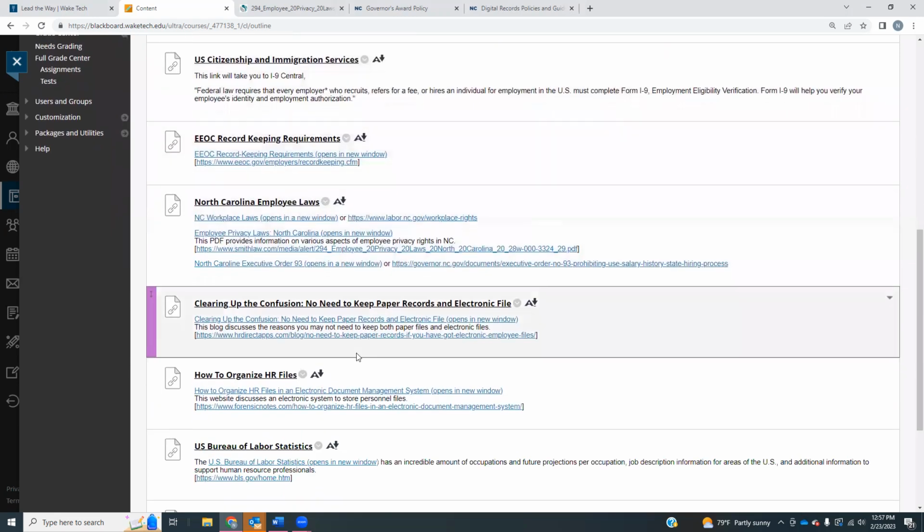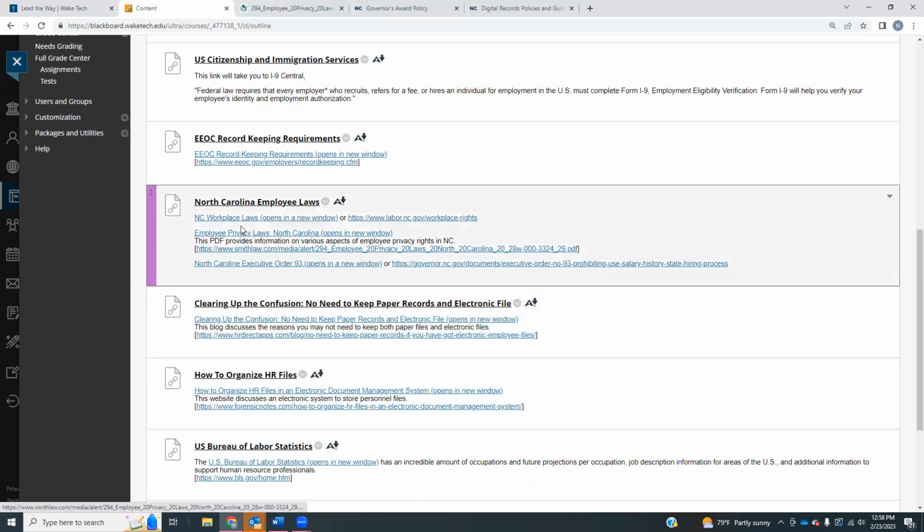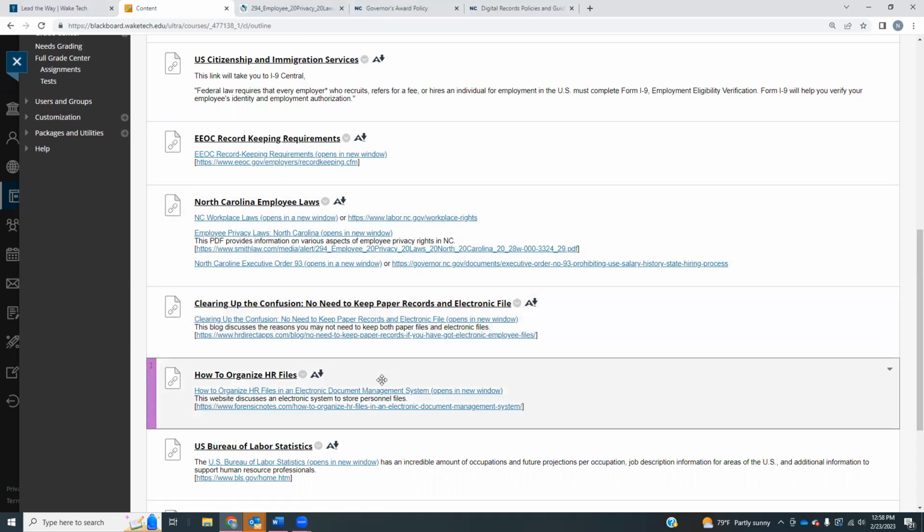And then the second question, how to organize your HR files, and then clearing up the confusion, paper to electronic files. So as long as you were able to talk a little bit about how you would organize those files. Now there's no right or wrong way to organize your files as long as it's done with security in mind, and that's part of those privacy laws and things. As long as they're secure files, then you should do just fine on that second part of the question.